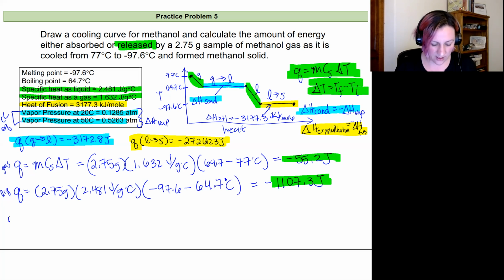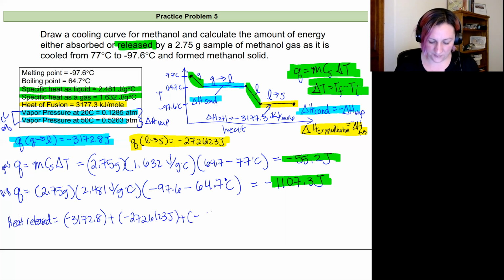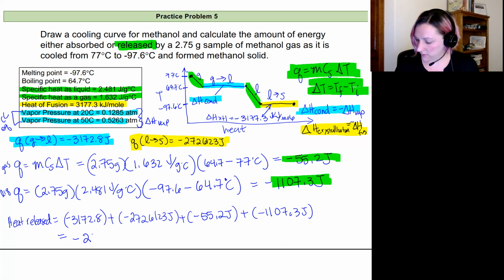So the heat released is going to be my negative 3,172.8 plus my negative 2,726,123 joules, plus my negative 55.2, which seems so insignificant compared to the last number, plus that negative 1,107.3 joules. All right, adding that all up together, I'm going to get a value that's negative.